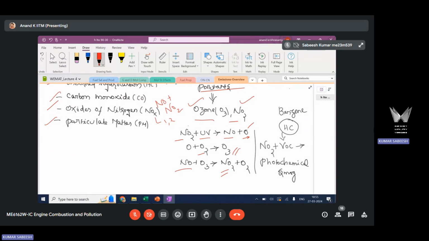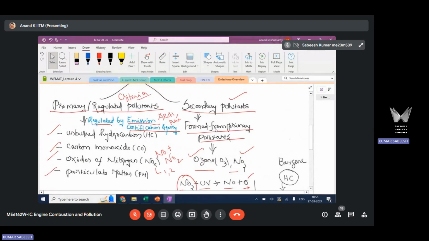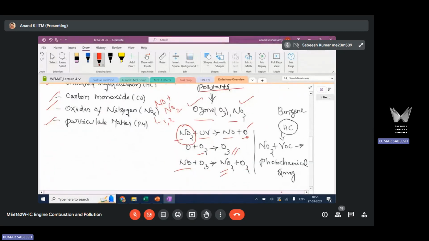Okay, the source for all this is NO2. In presence of UV light, it's forming all this. So some of the species released from the engine are forming other pollutants in the surrounding ambient. Those are secondary pollutants. One is ozone that you get, and NO2 in presence of volatile organic compounds. An example of a volatile organic compound is benzene. In presence of volatile organic compounds, NO2 will form photochemical smog.